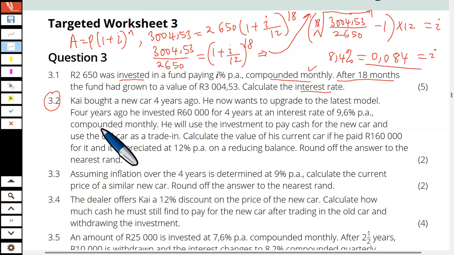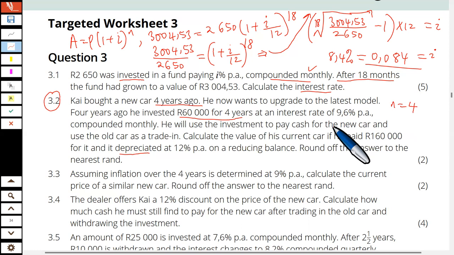Because this one is a depreciation case, what are we supposed to do? It's not a question of the story. The story is long, but it's giving us n, the number of years. So the number of years here is n equals 4. Kai bought a new car 4 years ago. 4 years ago, he invested 60,000 for 4 years at an interest rate of 9.6% per annum compounded monthly. So you note that one.